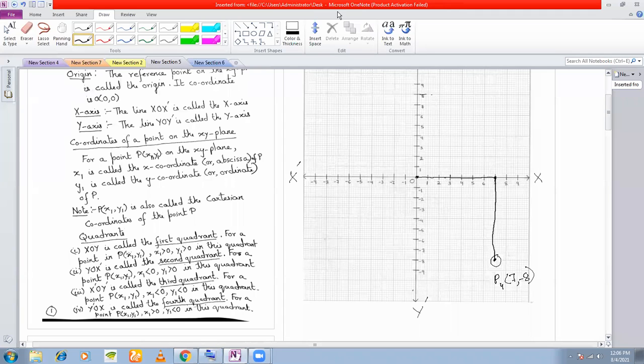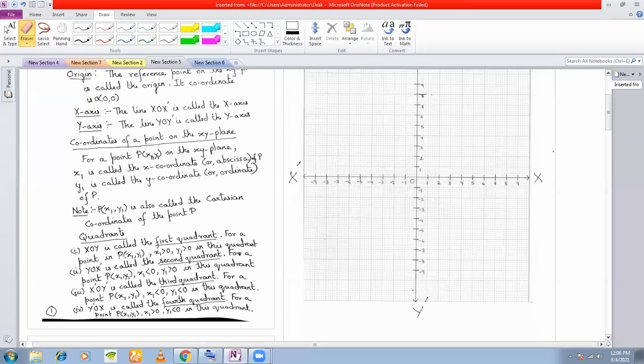Now remember, we don't draw these lines. This line I'm showing you to explain to you. Otherwise, we don't draw these lines. So let us take a few more examples.